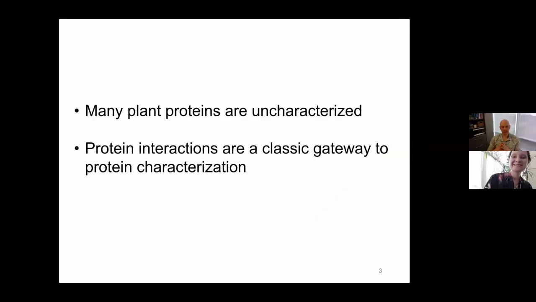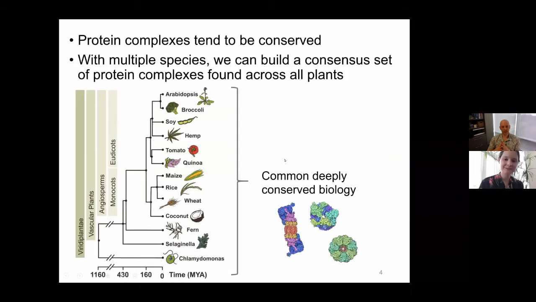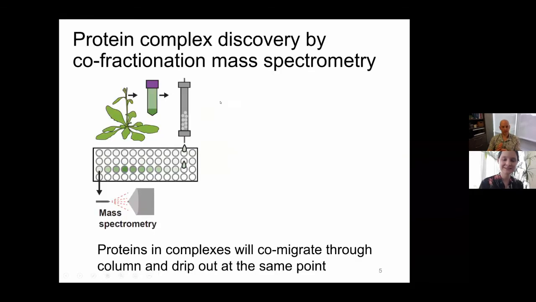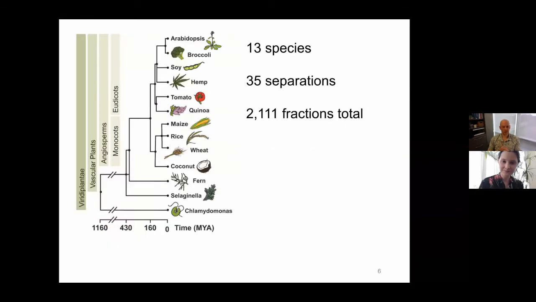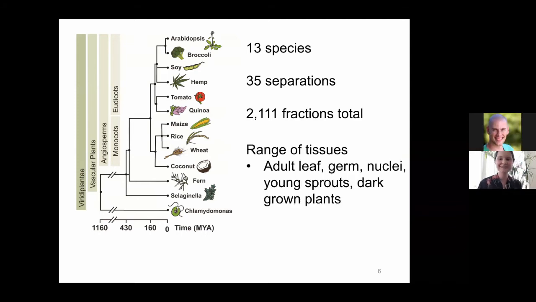Sorry about that. Okay, so I already talked about the gateway to functional characterization. So this is our full experimental set of species. We selected a range of tissues to try and get at the types of protein complexes you're going to find across any cell, any species, no matter where you look. Altogether, this was a set of about 14 million peptide mass spectra.